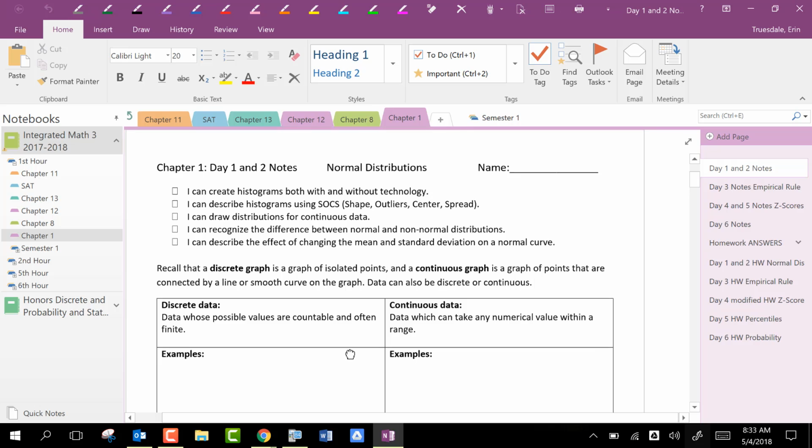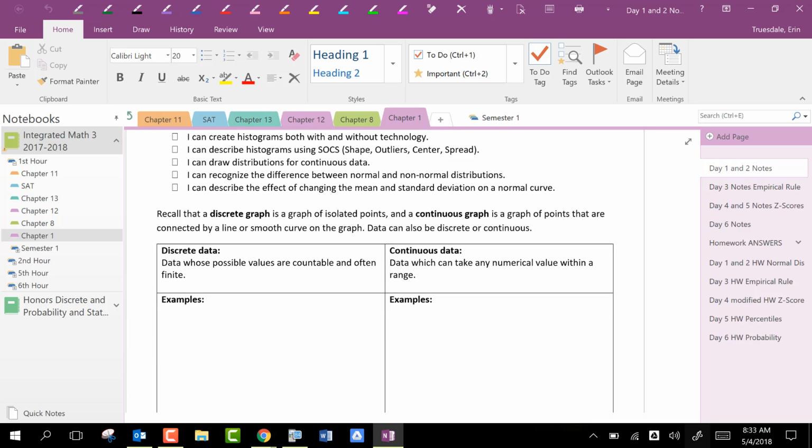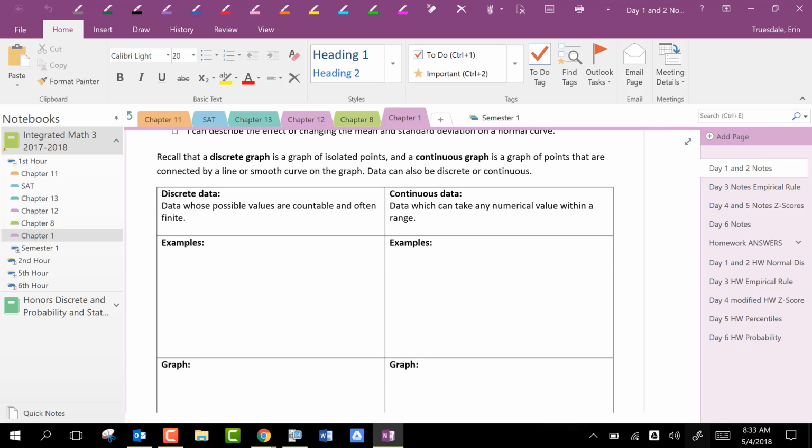So it says that a discrete graph is a graph of isolated points, and a continuous graph is a graph of points that are connected by a line or a smooth curve. Okay, and so data can also be described as discrete or continuous. Discrete data is when data has possible values that are countable and often finite, like it stops at some point. Data that's continuous can take on any numerical value within this range.